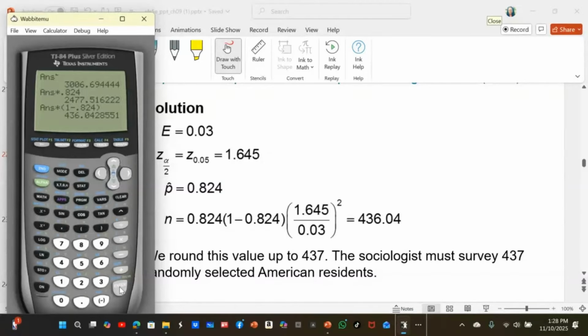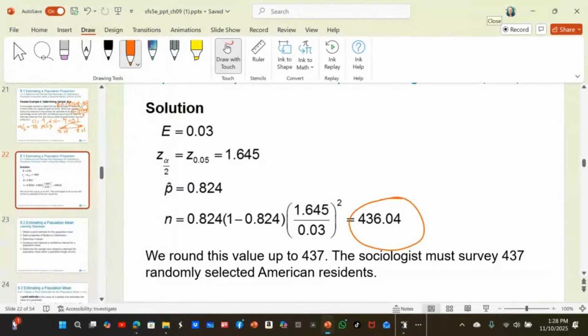Your answer is not allowed to be a decimal. You must round up in the calculation of sample size. You must round up whenever you're calculating sample size. So I hope you are not going to say, okay, 0.04 is too small, we throw it away. No, you're not going to throw it away. You have to round it up. In sample size calculation, you must round up.